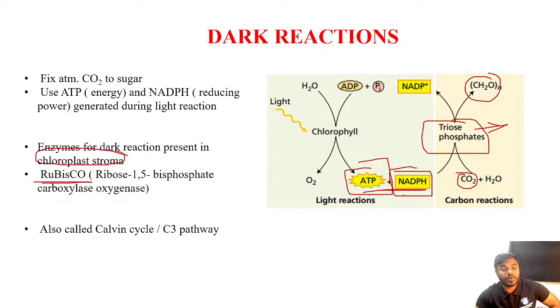Now all of you remember, friends, what is the unique enzyme that is involved in the dark reactions? We call it Rubisco. What is the full form of Rubisco? Ribulose 1,5-bisphosphate carboxylase and oxygenase. Friends, why am I using the words carboxylase and oxygenase?